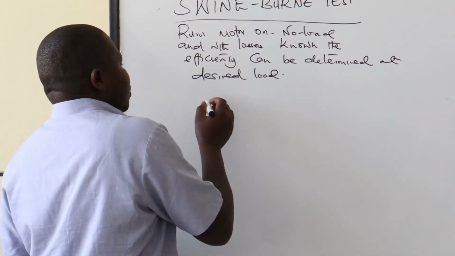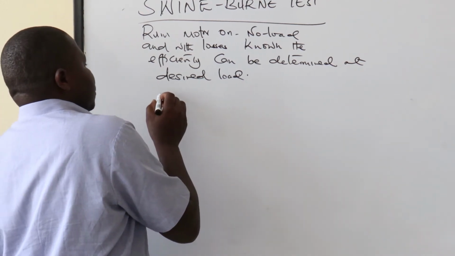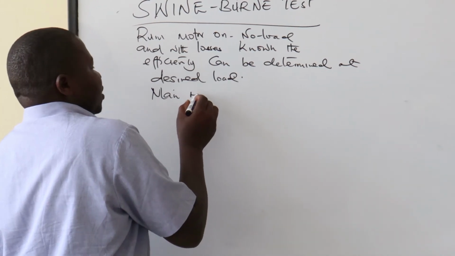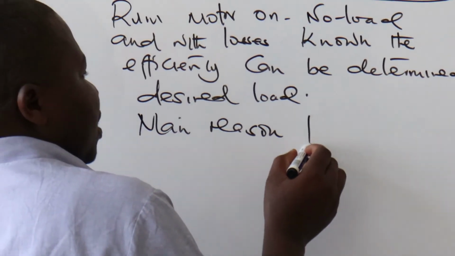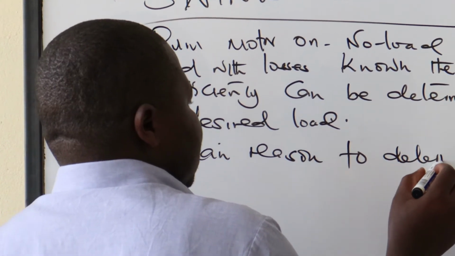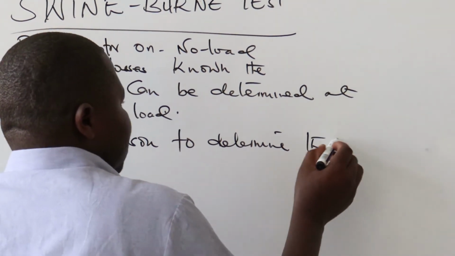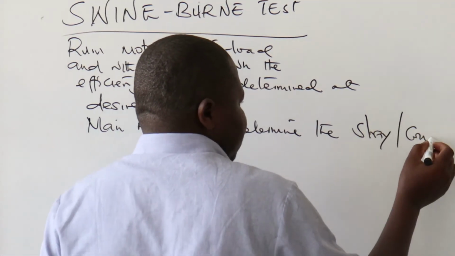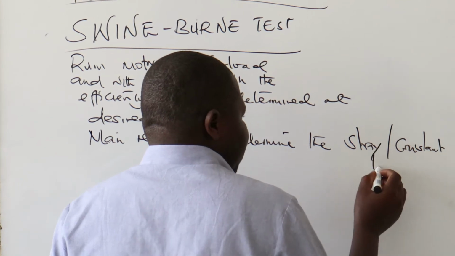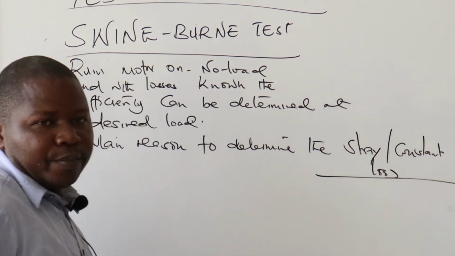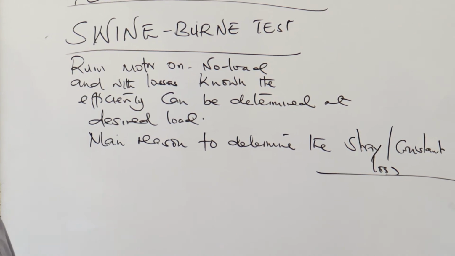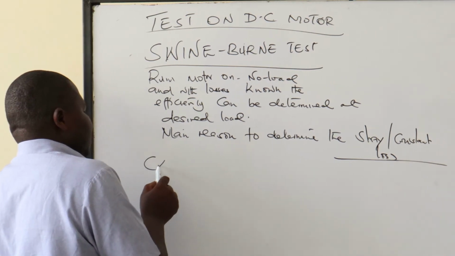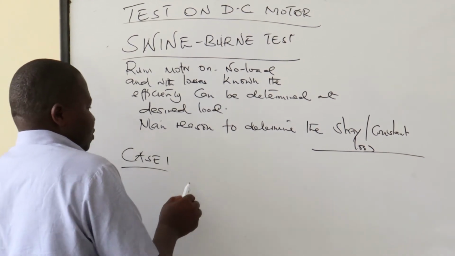The main reason we run the machine on no load here is to determine the stray losses. They are also called constant losses. This is the main aim. We need to get the constant losses. So we start with case 1, no load.